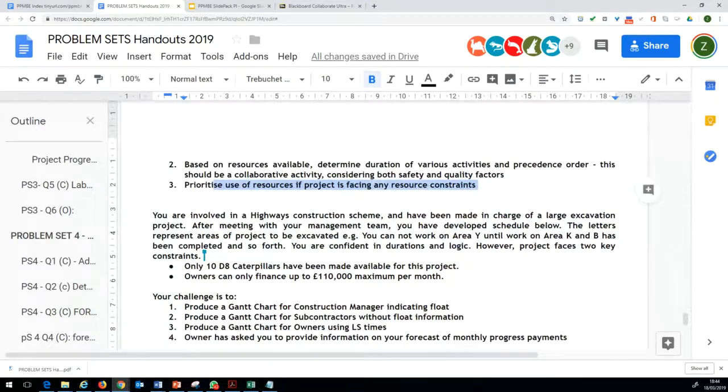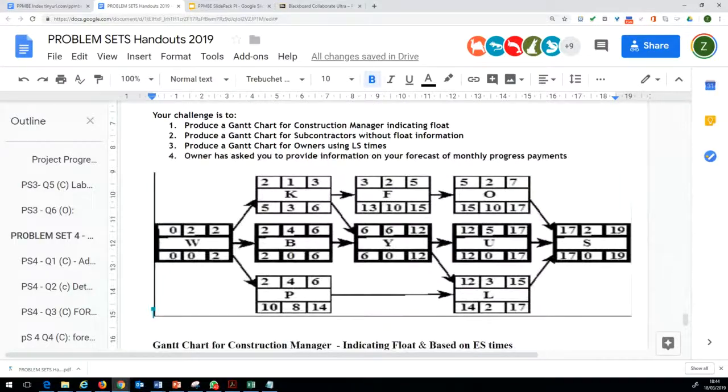So the background of this case study is that you are involved in a highways construction scheme and you have been made in charge of a large excavation project. After meeting with your management team, you have developed a schedule below, which you will soon see. The letter represents areas of the project to be excavated, and here is the schedule. So these numbers here represent different areas of the construction site which have to be excavated. So you could see the logical sequence which has been agreed by the team.